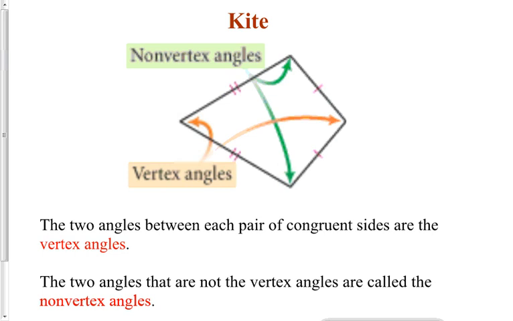So first, let's define the angles of a kite. You can see in the diagram the non-vertex angles are here and here. And the vertex angles are here and here.